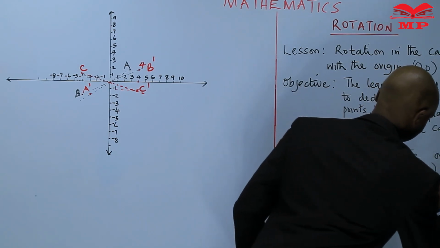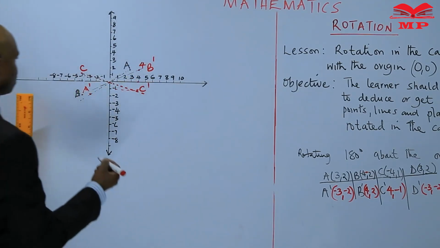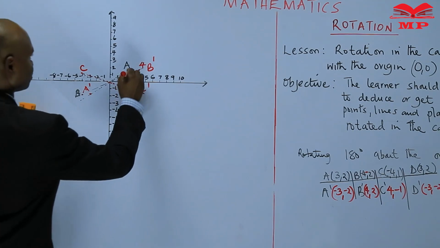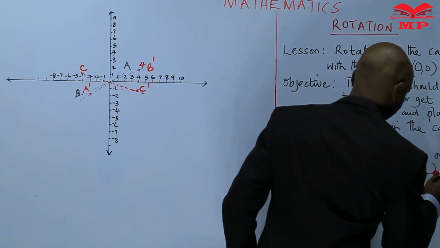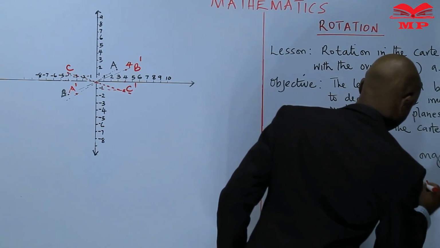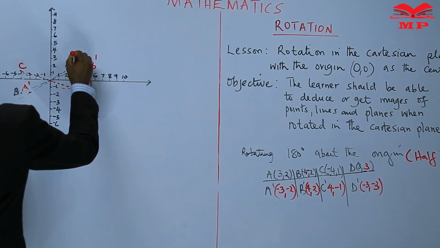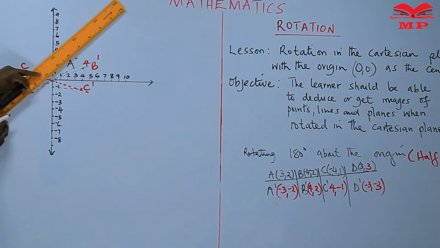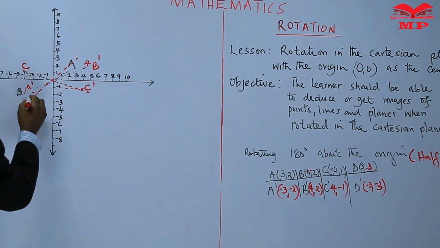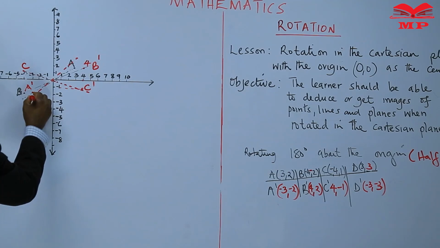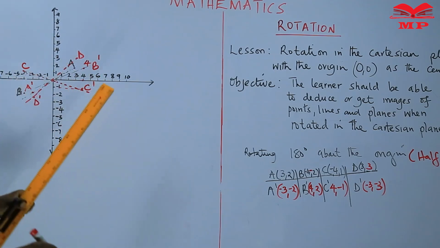-3, -2, but it's good to plot it. Let's make D 3, 3. It will be -3, -3. So when you turn it half turn, you'll find it will come here. It will be your D prime. So this is your D, and it will come to that.